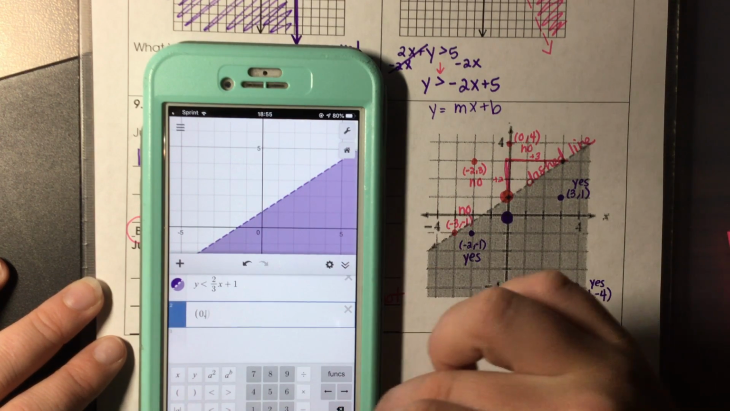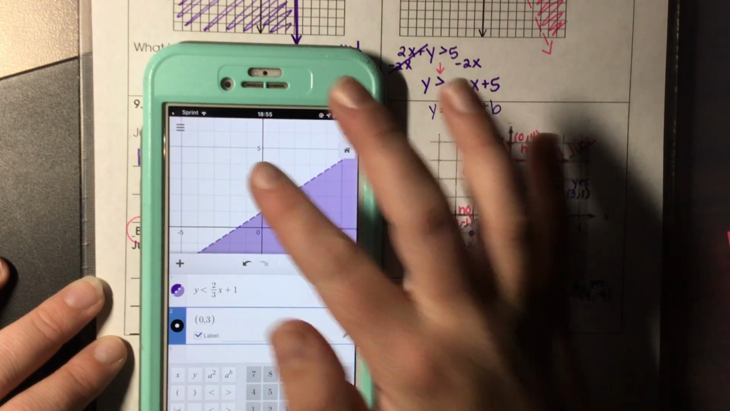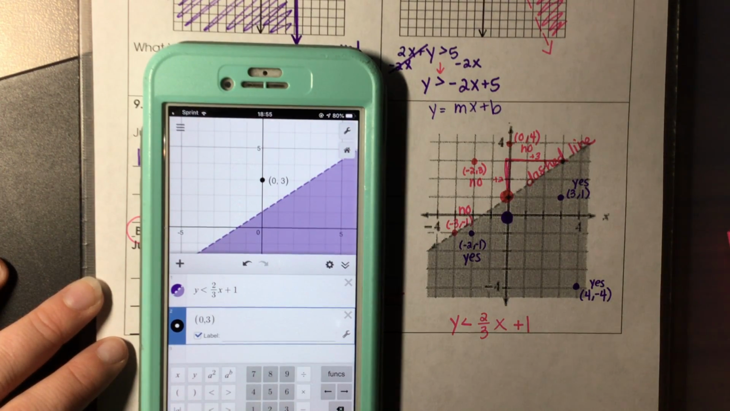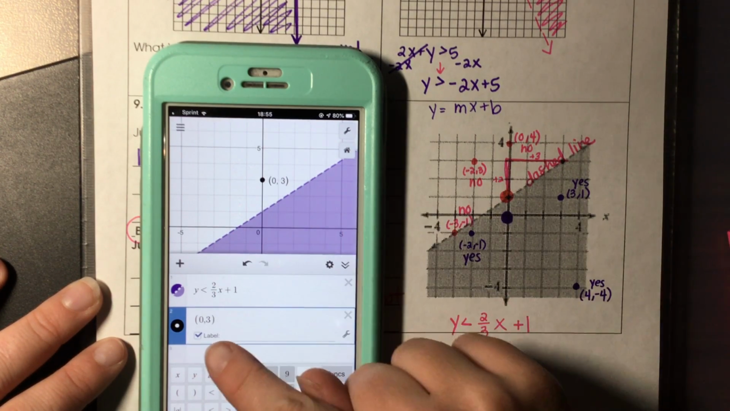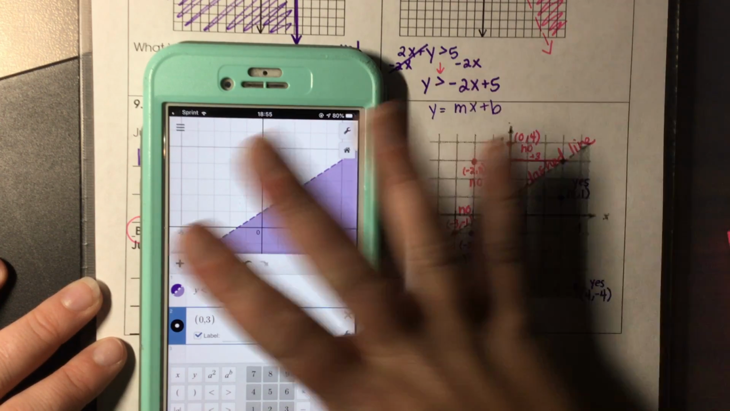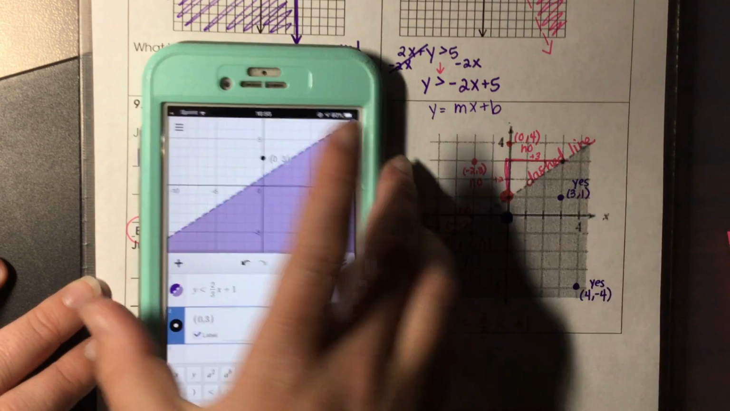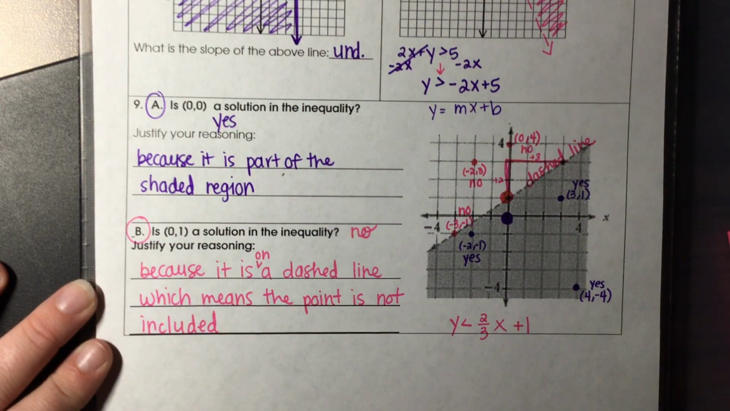I could try the point 0, 3. I see that it is not a part of my shaded region, therefore it is not a solution. So you can check in Desmos and see where that point is. Use Desmos as a resource on this test. That is everything for this test.